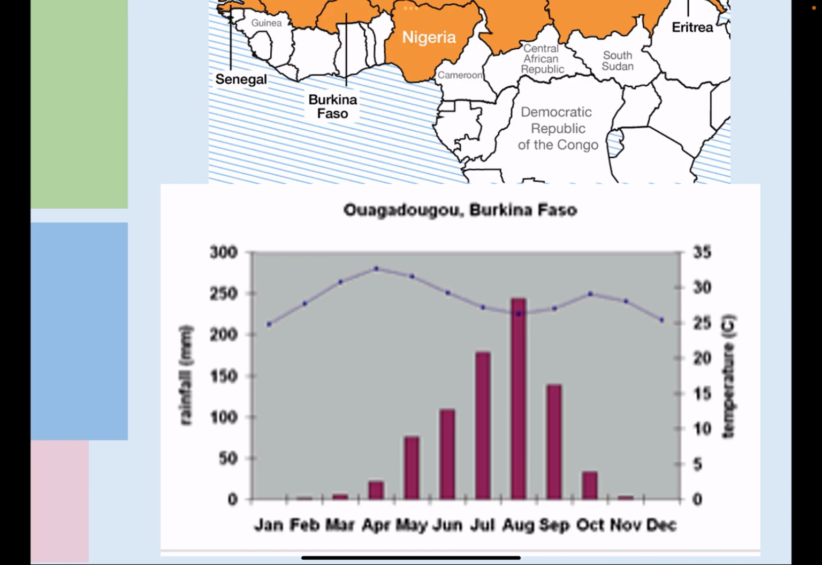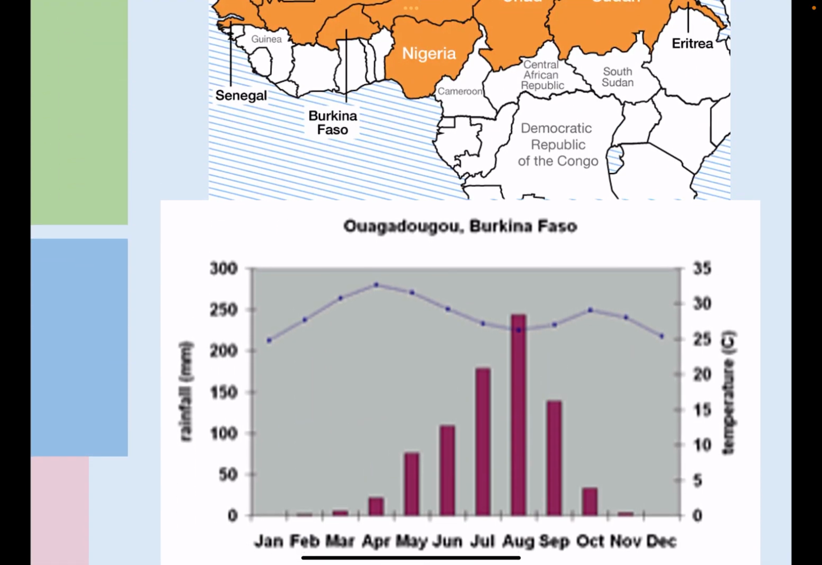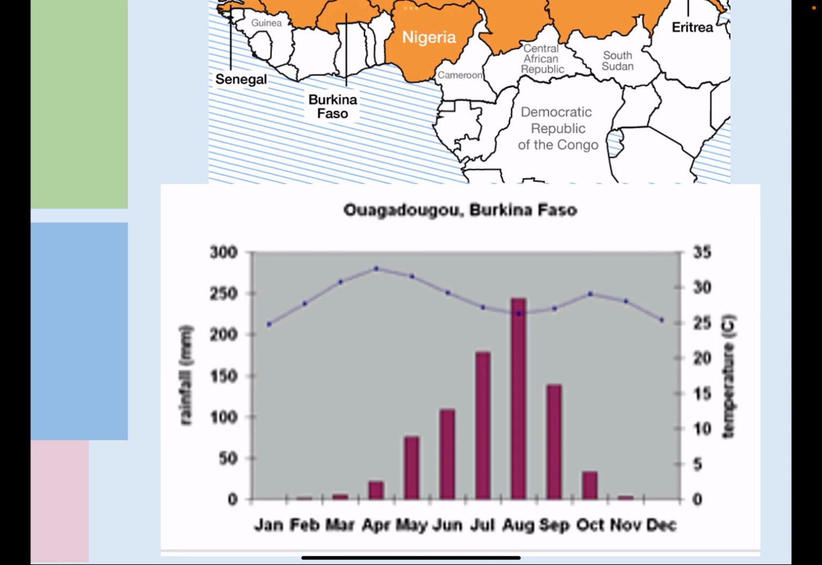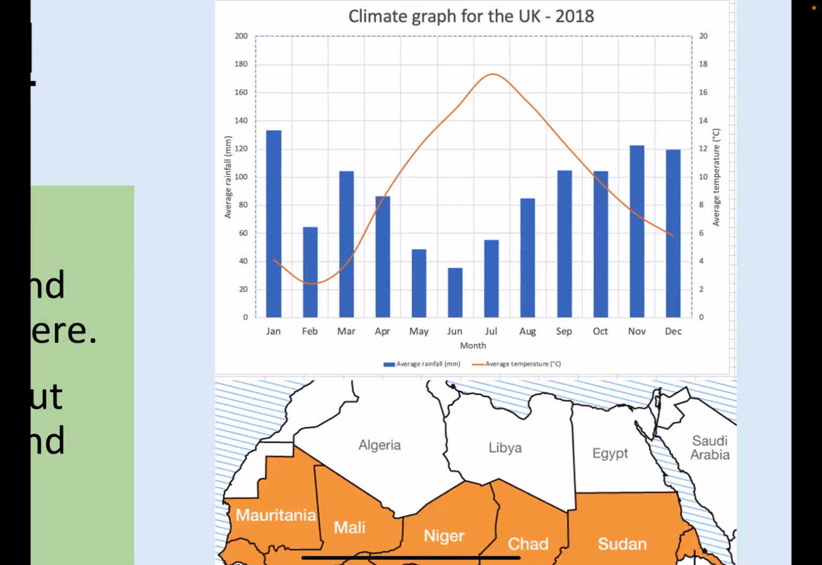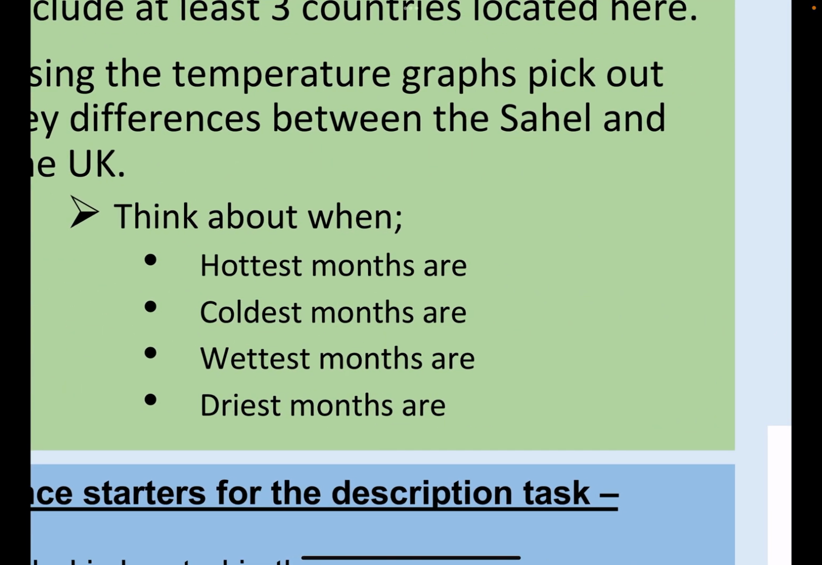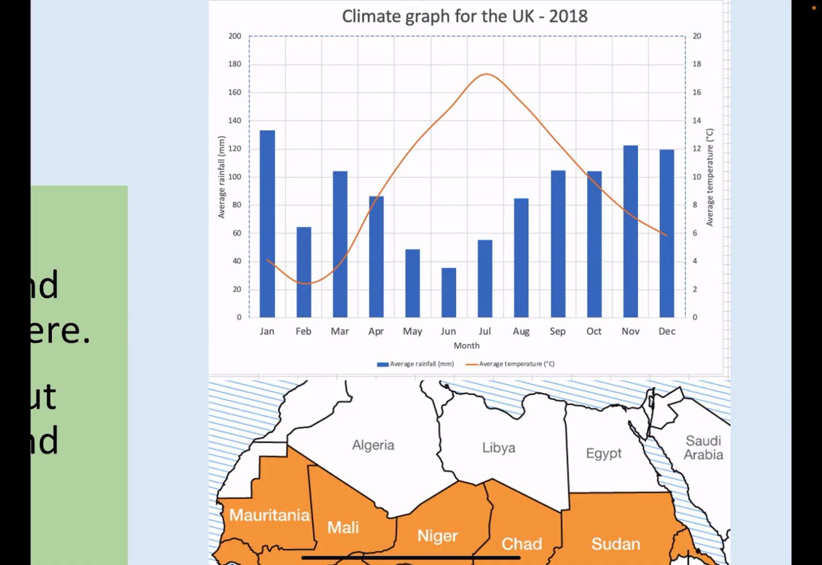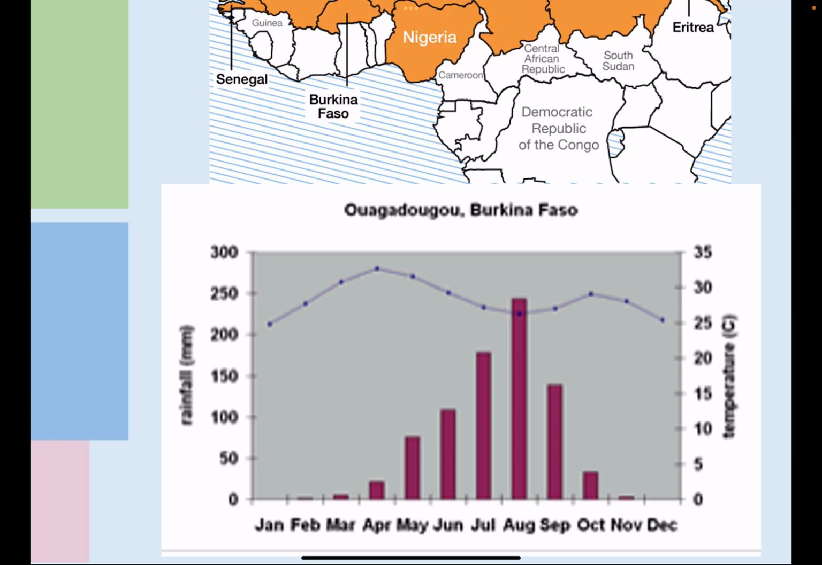And in comparison to the UK, even though there are those few months, on average the temperature is a lot higher. You can see that the temperature line graph is a lot higher here compared to the UK. It dips in January and February, for example. Then we have coldest months in the UK, which include January, February, November, December. Coldest months in the Sahel region, you have January as well as December.